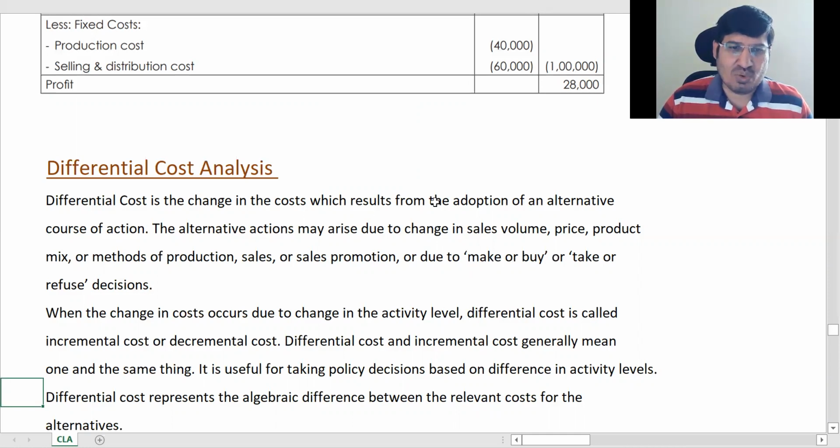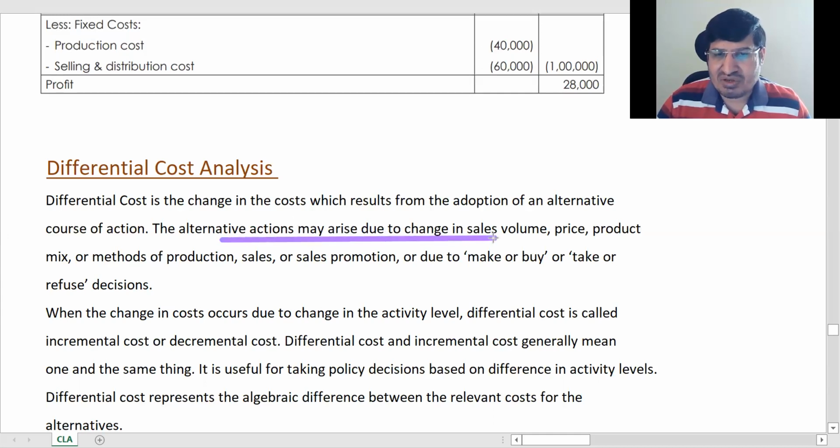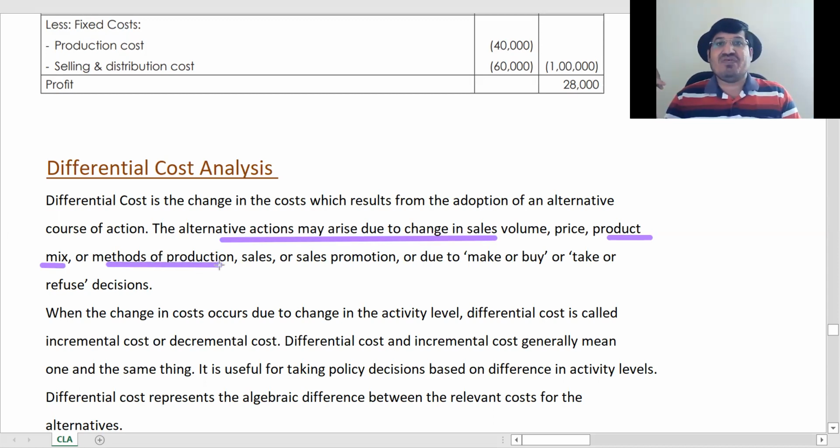So most of the tools you use in differential cost analysis, you many times use most of the notations we use in marginal costing. Alternative actions may arise due to change in sales volume. If the volume changes, then there will be change. Or product mix is the example which I gave you just now. Methods of production is the first example which I gave you.